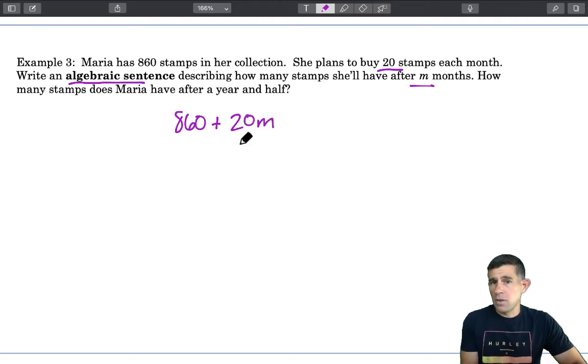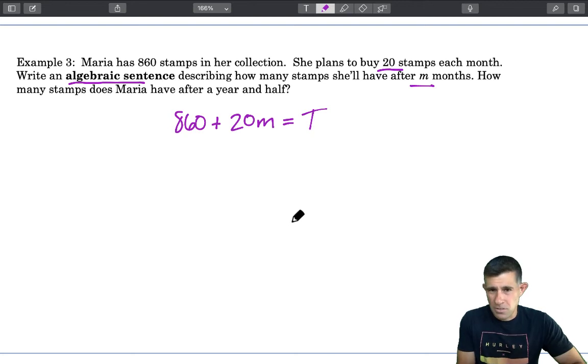Here is an algebraic sentence. Now it doesn't have a verb yet, so we're going to set it equal to the total number of stamps that she has. And we'll just call that T for total. Now we got our verb in there. Here's our algebraic sentence. We want to know how many stamps she's going to have after a year and a half. Now I'm going to circle that.